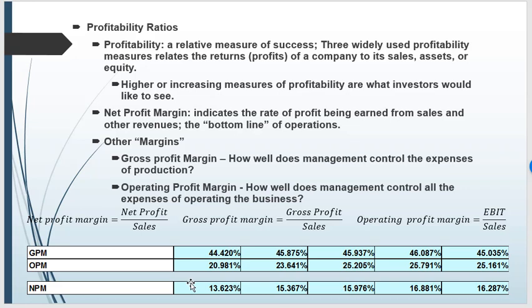Operating profit margin talks about how they control all the expenses of operating the business. Again, that's 25 cents of every dollar goes to running the company. So again, this gives us a picture of how well managers ultimately manage and control the expenses of running the business.